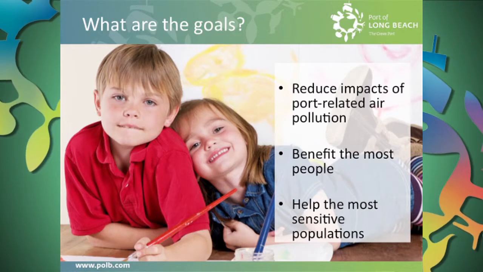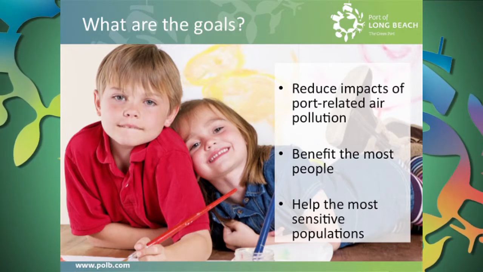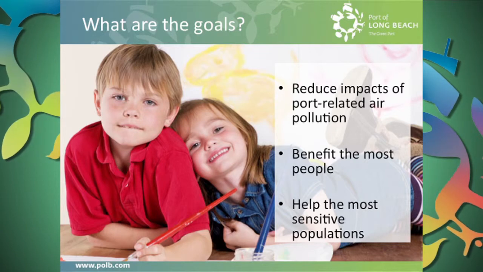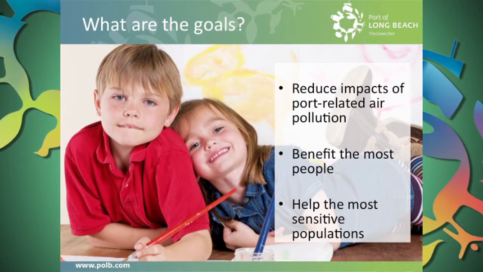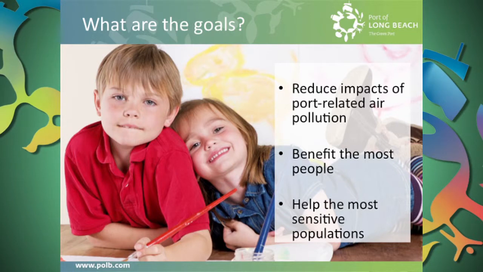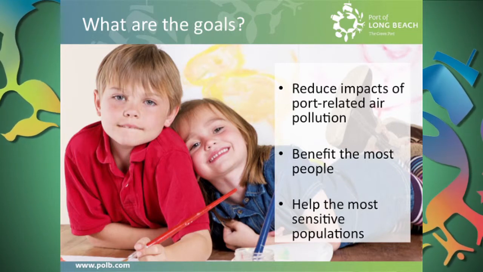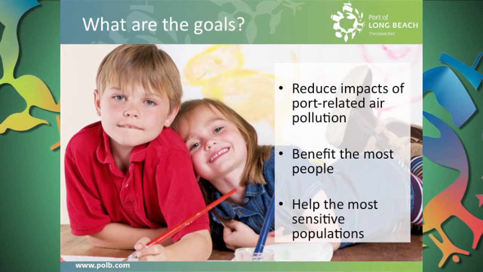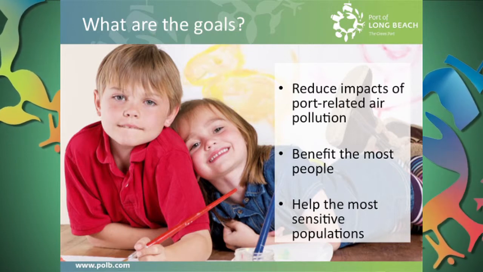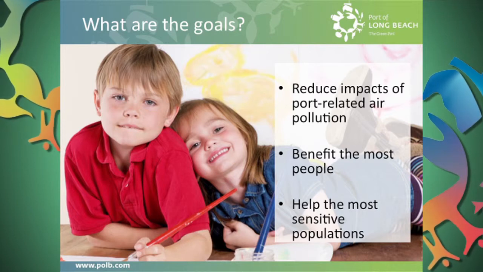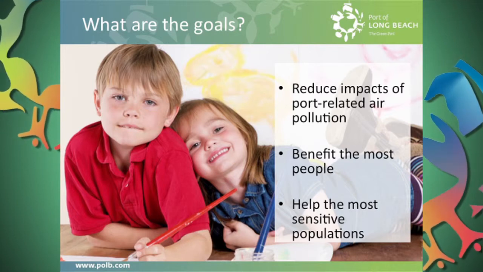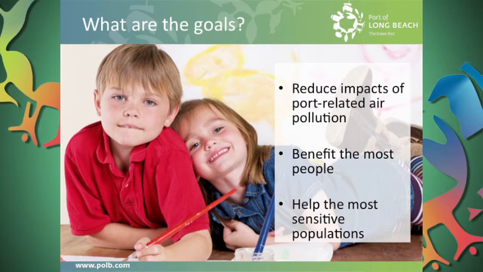Just a little bit of background about the Community Mitigation Grant programs. They're designed to reduce the impacts of port-related air pollution. And one of our goals is that we want to benefit the most people possible. So we do have a metric, which is the number of beneficiaries per $10,000 of port dollars, and we'll talk about that a little bit more later. And we also want to help the most sensitive populations. These are the people who are most impacted by port-related pollution: children, the elderly, pregnant women, and those with respiratory or cardiopulmonary ailments like asthma.